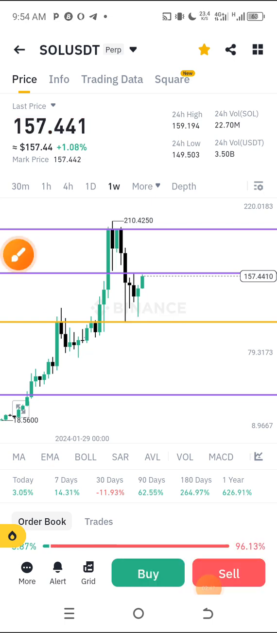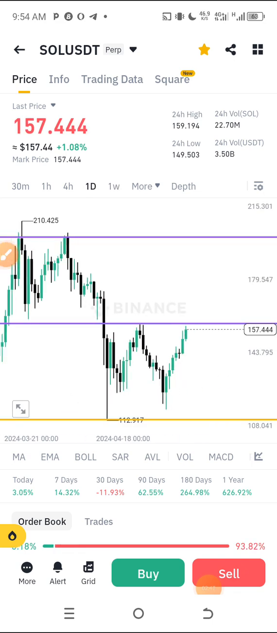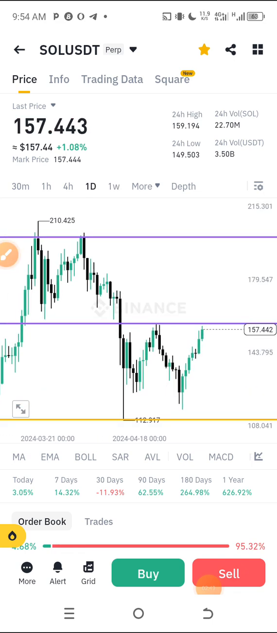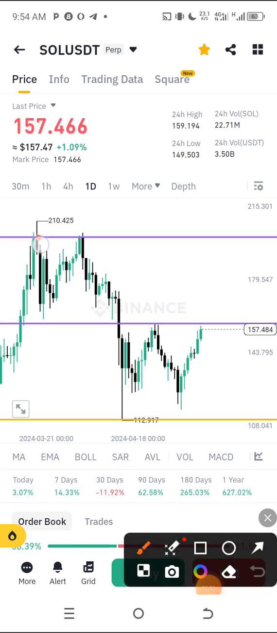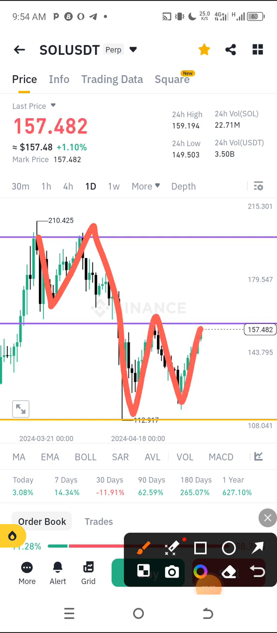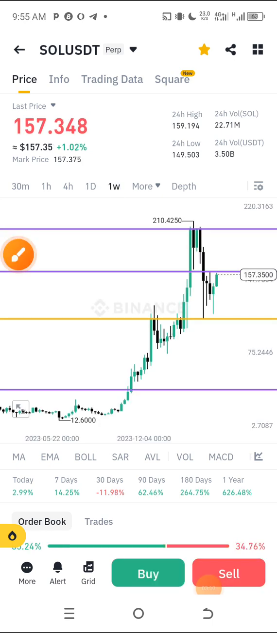Now let's change the chart setting to daily and see what's going to happen. On the daily, if you don't take care, you might say this is bearish, because you can see that the price is going this way, this way, this way. You might be tempted to say that this price action is bearish, but the weekly gave us something different. The weekly gave us a bullish direction.